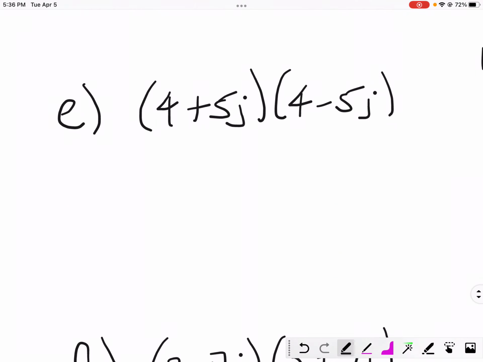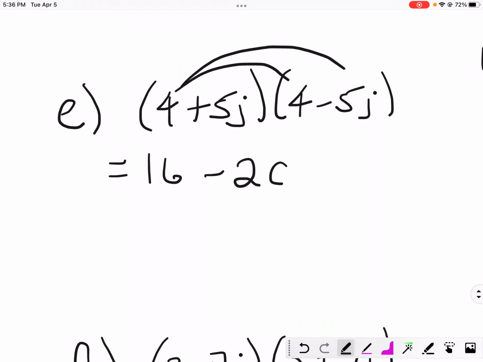This pattern should look familiar to you. These are called conjugates. It's when we have the same thing multiplied, but one has a positive and one has a negative, or subtraction. First, I'll do it out. Outside, inside, last.